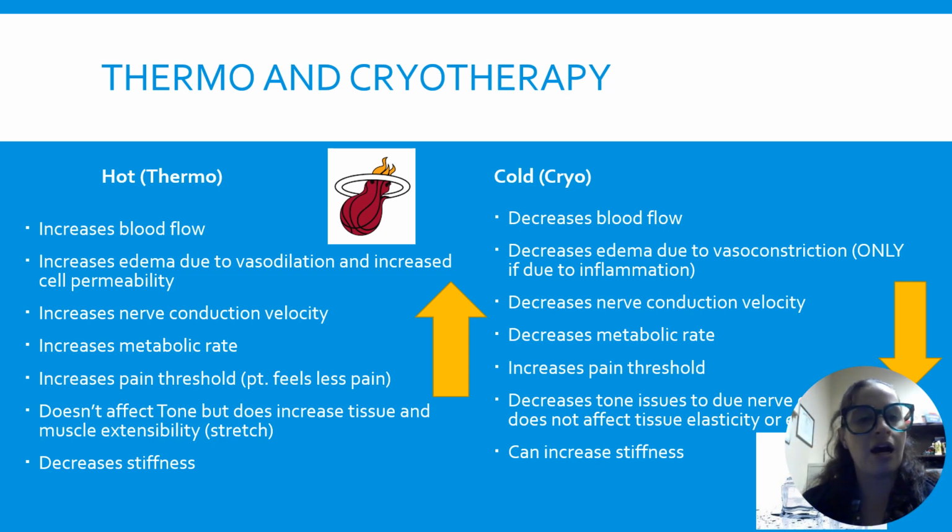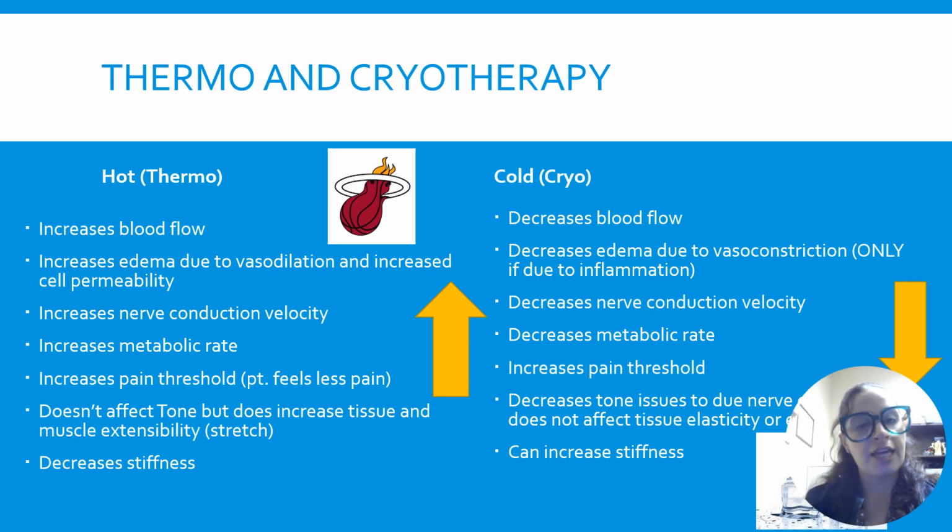If you look at hot, it increases vasodilation. If you look at cold, it decreases vasodilation, or it leads to vasoconstriction, which is basically the opposite of vasodilation, which goes back to the blood flow, right? If you look at hot, it increases nerve conduction. If you look at cold, it decreases nerve conduction. So it's hard to remember. Hot mostly makes things happen a little bit more, and cold kind of limits some things from happening.